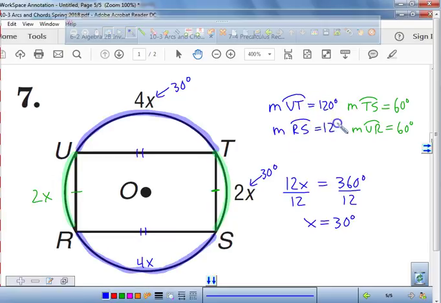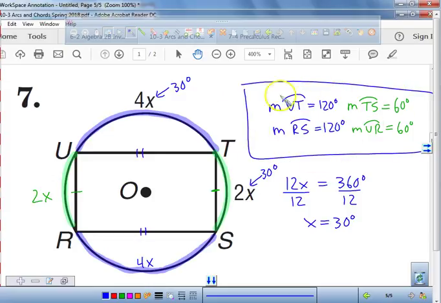120. So when it says find all the measures of the arcs, this is what I want to see on your paper. This is the answer. It's not just solving for x. It's labeling what is the measure of each of the arcs in this picture. Why don't you guys go ahead and attempt to do problem number 8 and problem number 9.